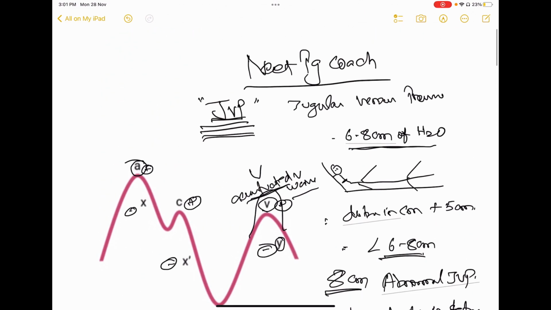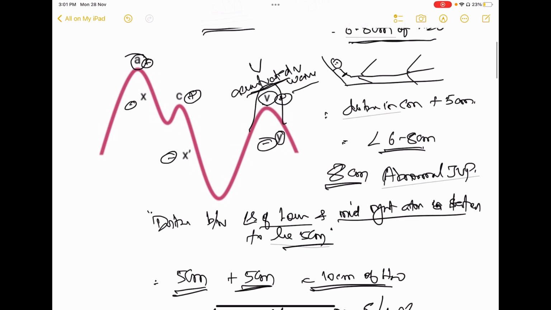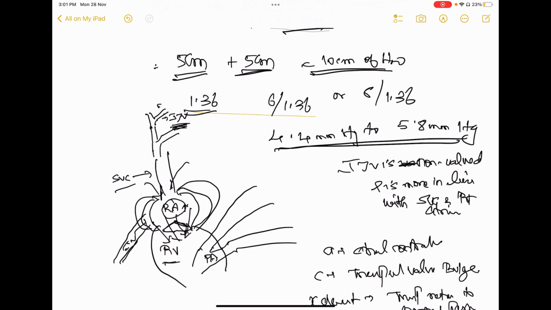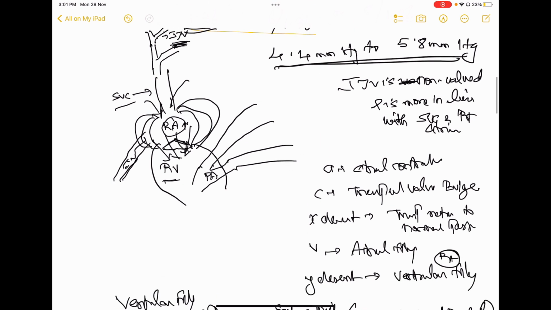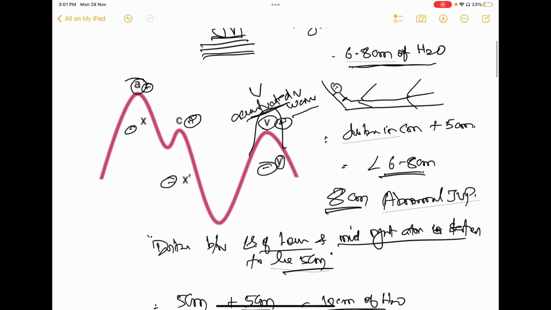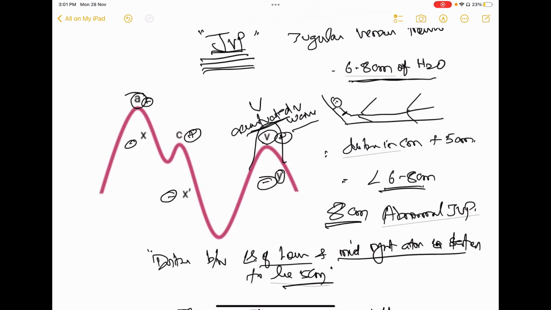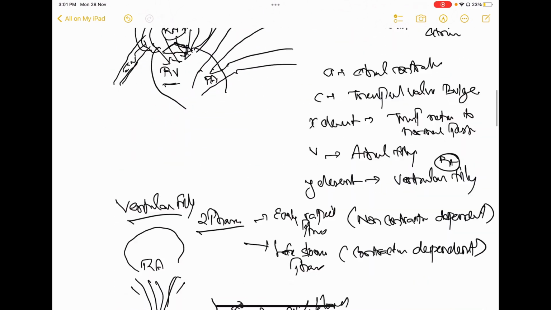First, we discussed the normal JVP, how it is measured at the bedside, how you convert centimeters to millimeters of mercury, and why you prefer the IJV, because it's non-valved and more in line with the SVC and the right atrium. And we discussed the different waveforms of JVP, why they occur, and certain conditions where you can have abnormalities in the waveforms, which are frequently tested in your exam.